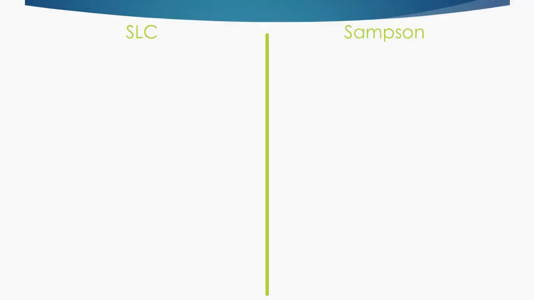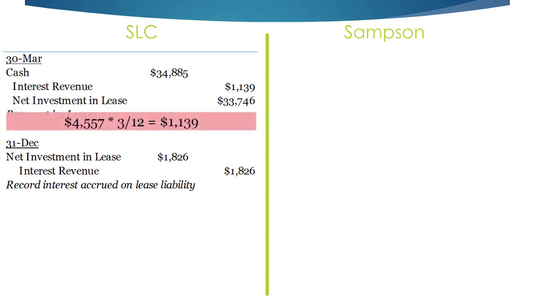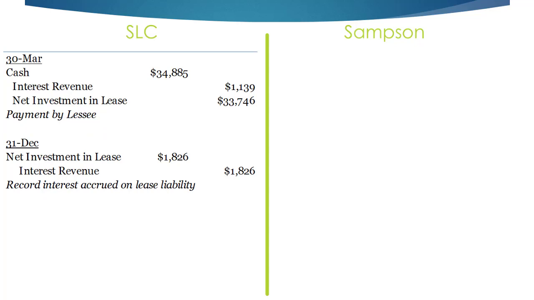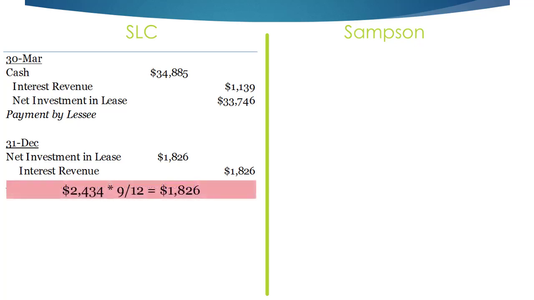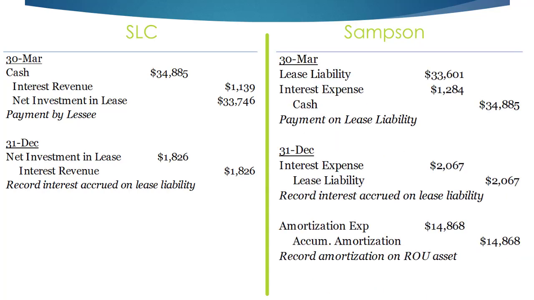Now that you've tried the journal entries, let's see how you did. For SLC on March 30th, we would have recorded the cash coming in, $34,885. Not all of that gets to reduce my net investment in lease though, because I need to record that last 3 months worth of interest, and that's that $1139. And then the balance goes to my net investment in lease. At the end of the year, I would record interest revenue. Again, it's just going to be 9/12 of the 2434 that's in my amortization schedule.